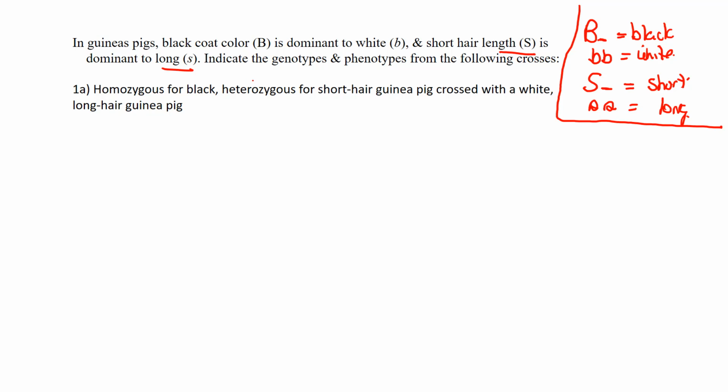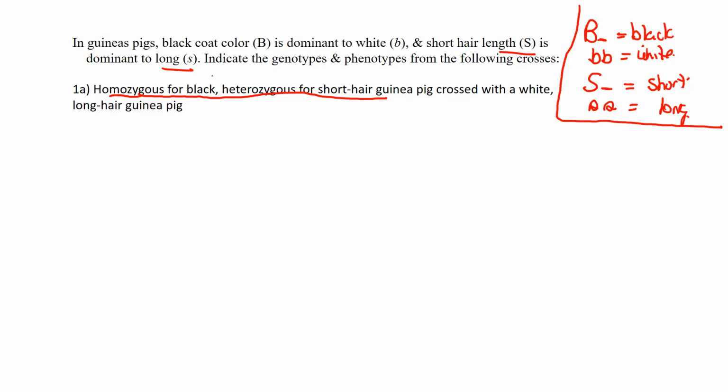So step two is underline the parents in the question and tell me the genotypes. It says homozygous for black, heterozygous for short guinea pig. Okay, there's one guinea pig right there. Often students will think that those are two separate parents, but they're not. It's just that we're dealing with two traits. They're homozygous for the black, heterozygous for the short.